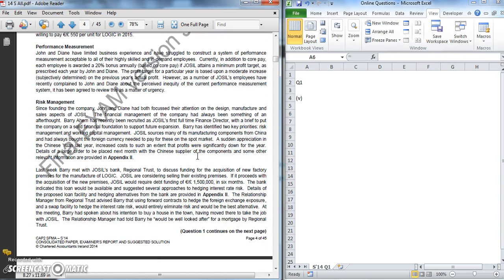And an important trend that we are seeing now from the examiner is that the foreign exchange or risk management in general is becoming part of the case study. So students cannot avoid studying risk management.